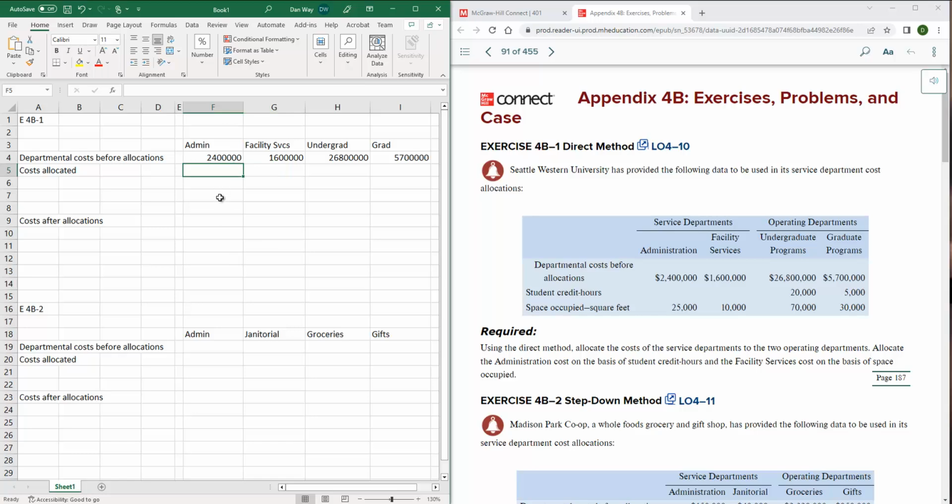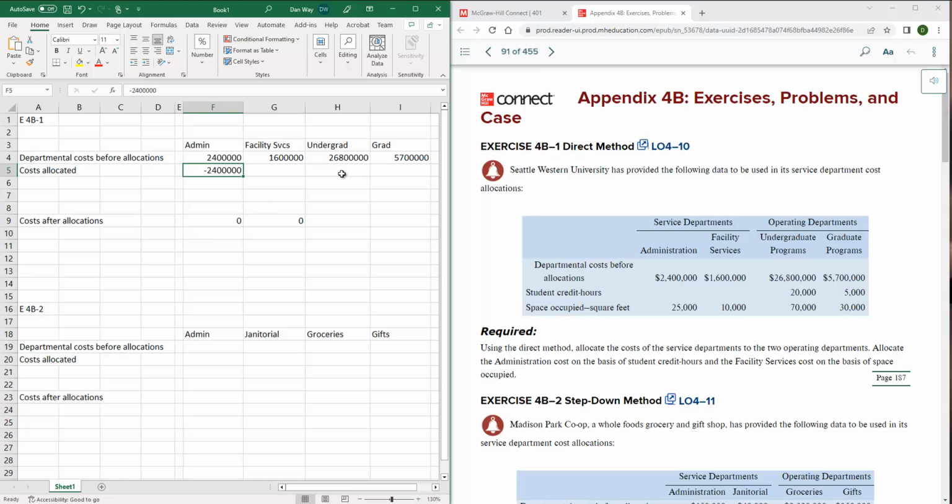Now, if you recall, when we're allocating service department costs, we need to make sure we allocate every single dollar from those service departments. So what I want to indicate here for administration, just for my own double check and tying out purposes, is that I'm allocating all $2,400,000 elsewhere. So the cost after allocations, in other words, for my service departments, as we talked about, should always be zero. So in fact, I'll pop that in for facilities as well. We want to make sure that's the case.